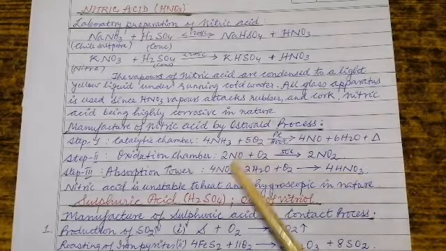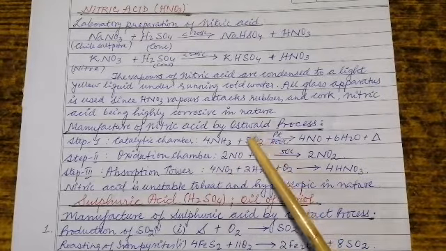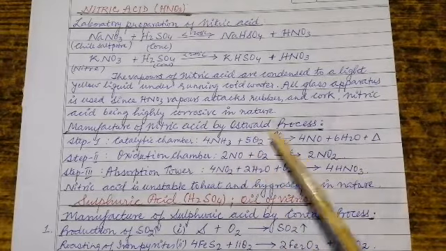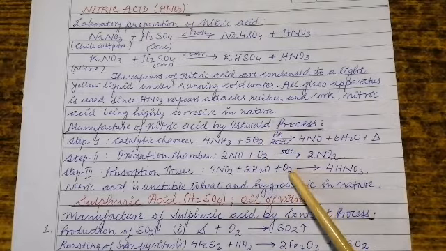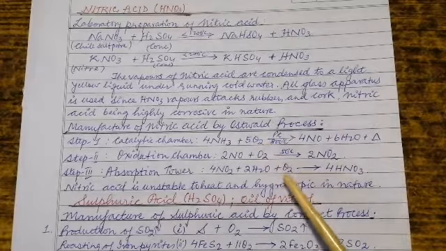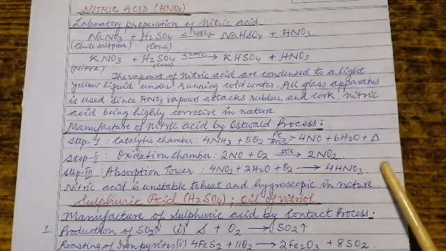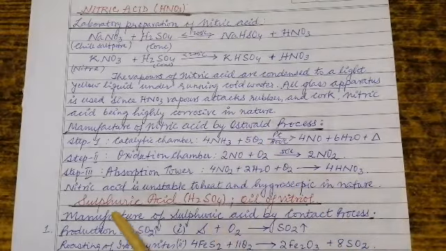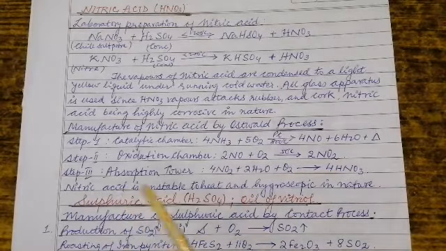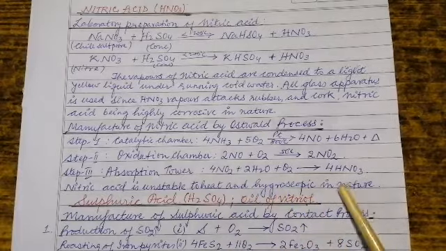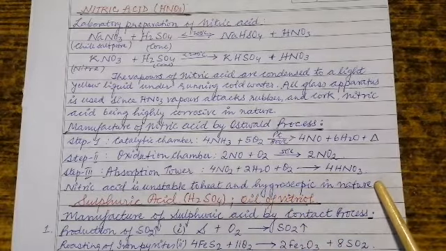So there are 3 steps, and you see one thing in common. In all the 3 steps, you see oxygen is needed. So plenty of air is taken because all the 3 reactions are oxidation reactions. Nitric acid is unstable towards heat and it is hygroscopic in nature.